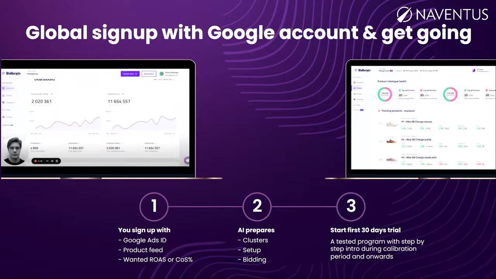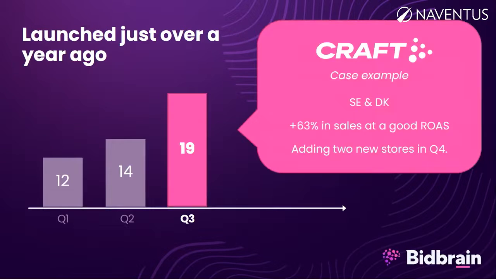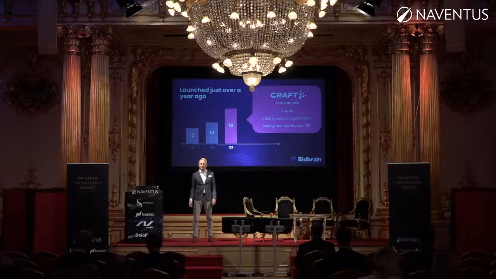So, we launched this service a little bit over a year ago. It's going slowly, but in the right direction. We're currently at 19 customers or 19 stores. One example is Craft Underwear, which are now expanding to 2 more stores this quarter due to strong results of increasing sales at a very good ROAS. So that's just an example of this.